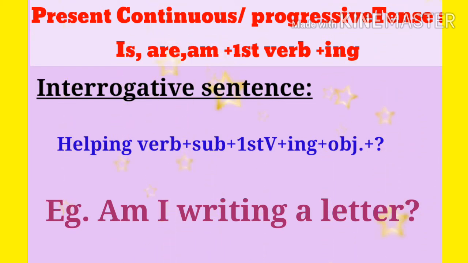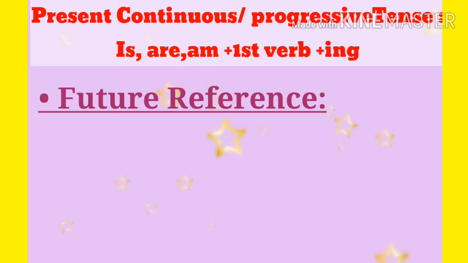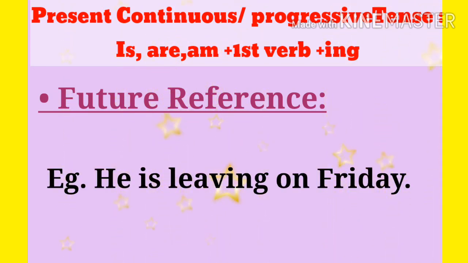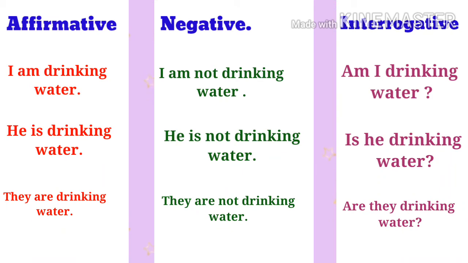Students, present continuous tense also denotes future references. For example, he is leaving on Friday. See a few more examples of present continuous tense on your screen.